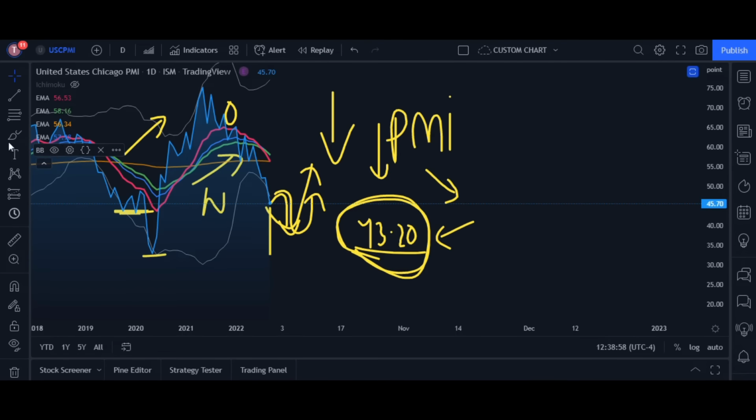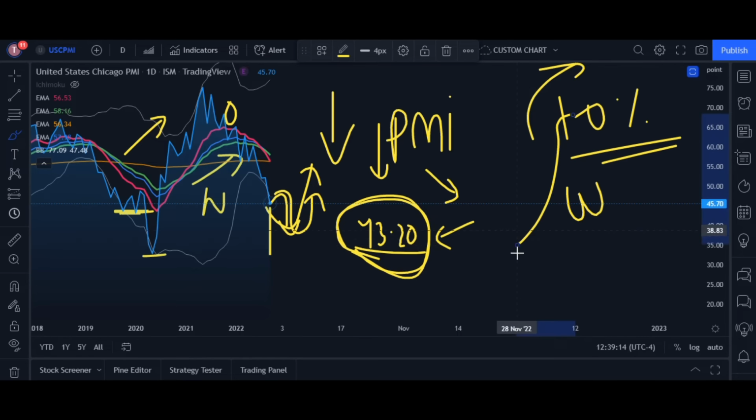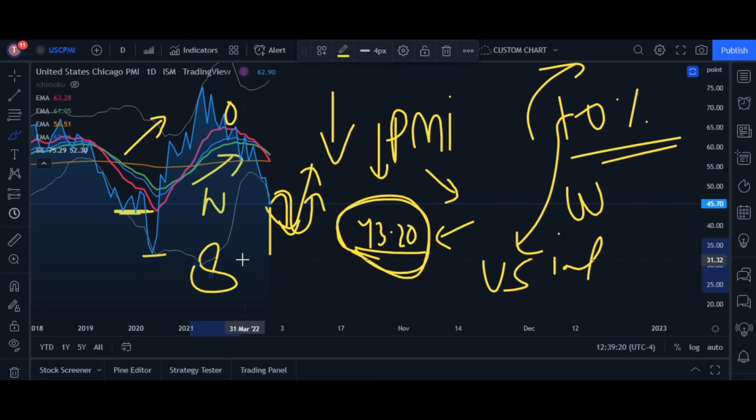Now the inflation in the eurozone has hit 10%, and winter is coming. This inflation will further increase. There will be a rub-off effect on US inflation. US inflation is at 8.3, which is going to increase further, and I've shown you through the technicals why it is going to increase.